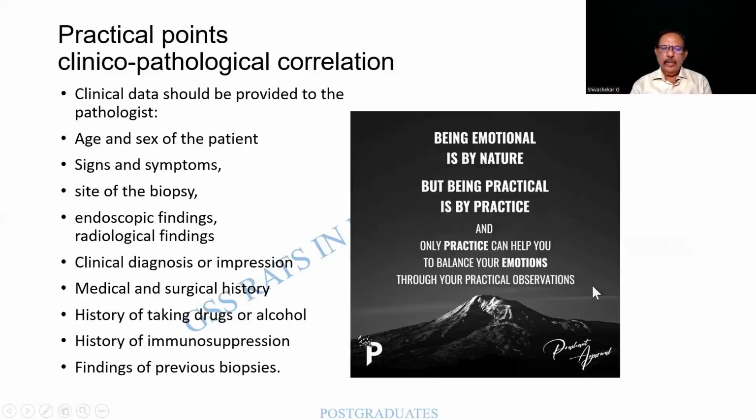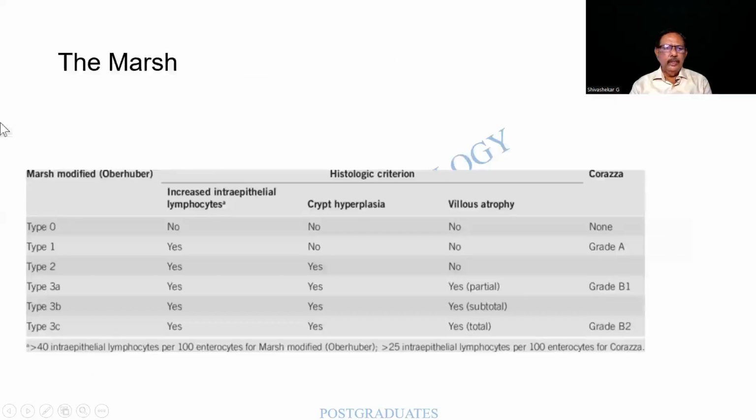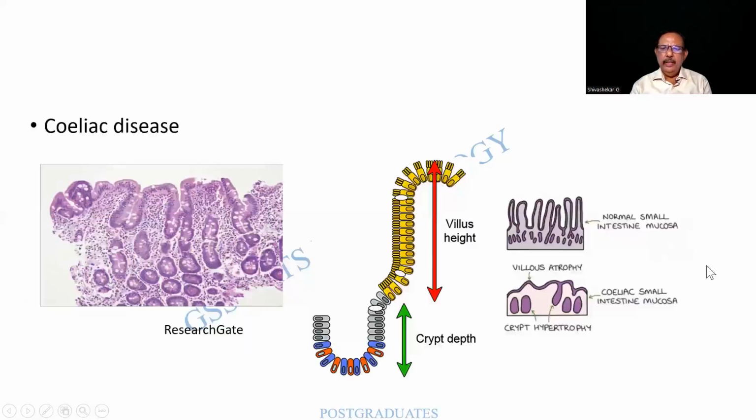So this is a nice chart again, go through it. So this is a Marsh one. It shows you the grading of it regarding the increased intraepithelial lymphocytes, the crypt hyperplasia, villus atrophy. What are all the points accordingly? Another mode of grading is given over here. This you people should mention. The celiac disease, all of us know, I'm not going to go into it. Paradoxically, it is going to be almost the same.